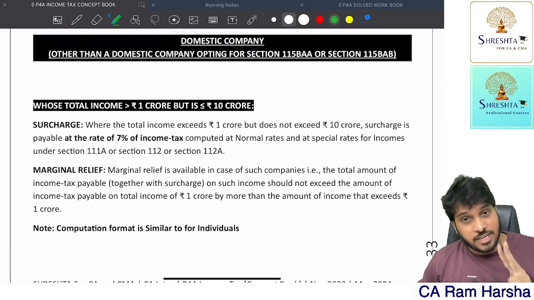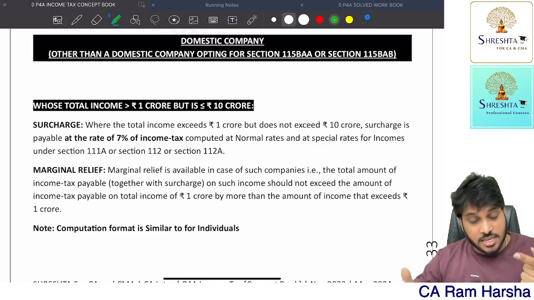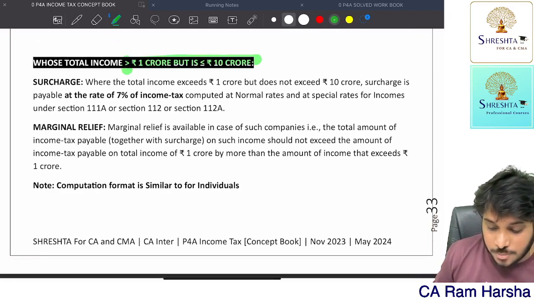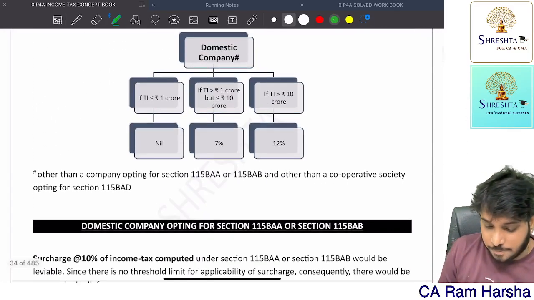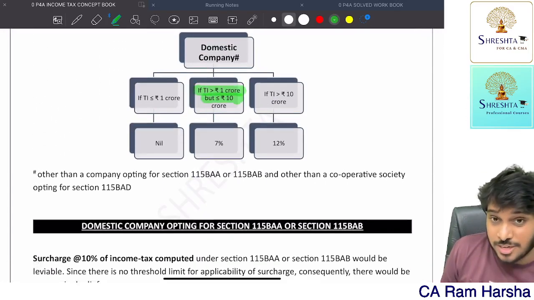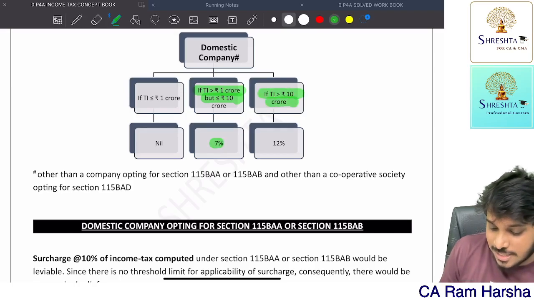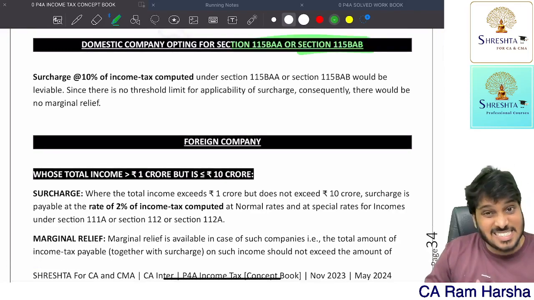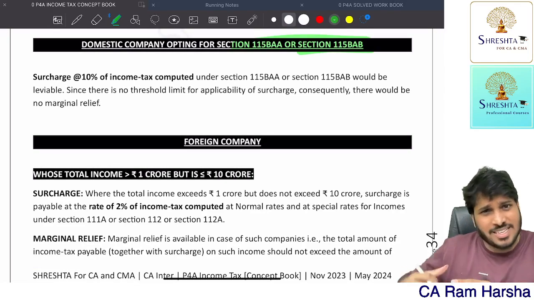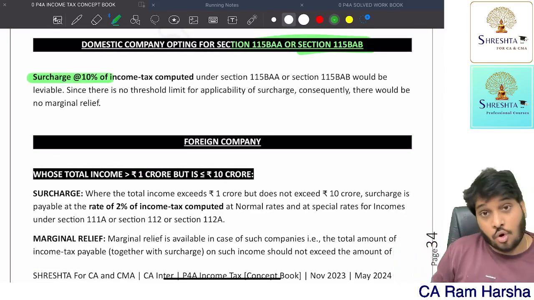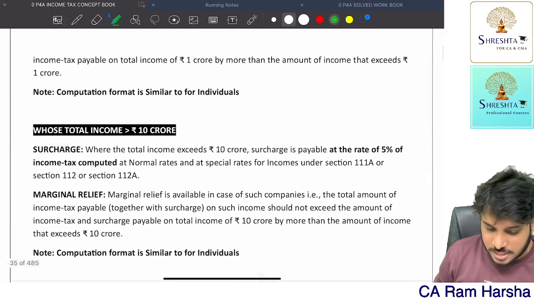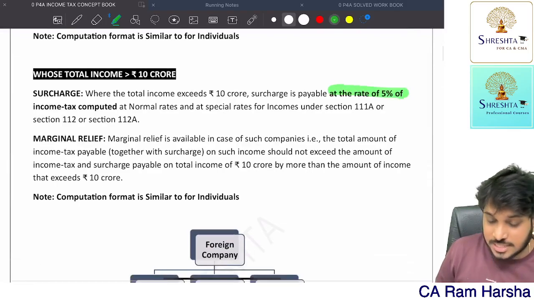Now, what is the surcharge rate for companies? Companies are classified into 2 categories: domestic company and other than domestic company. If the total income exceeds 1 crore but does not exceed 10 crore, 7%. If the total income exceeds 10 crore, 12%. Suppose a company opts for a concessional rate of tax, where the tax rate is lesser, obviously the surcharge rate is also lesser. For a foreign company, the surcharge rate is basically 2%. If the income is more than 10 crore, the surcharge rate is 5%.